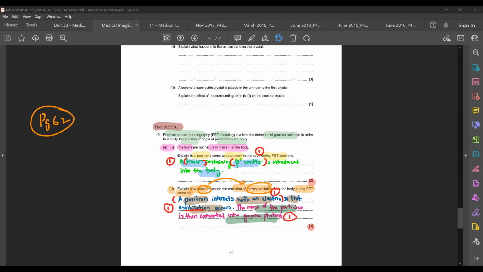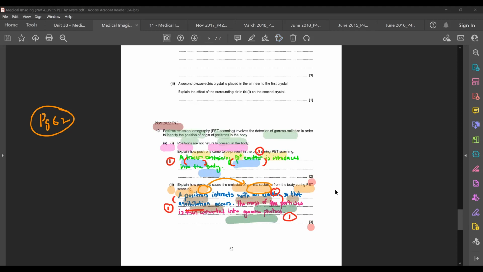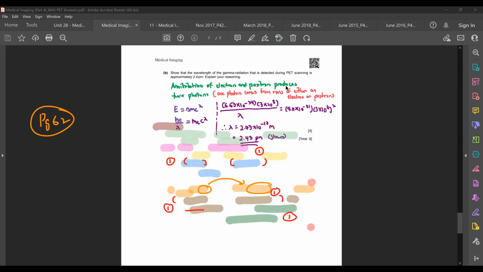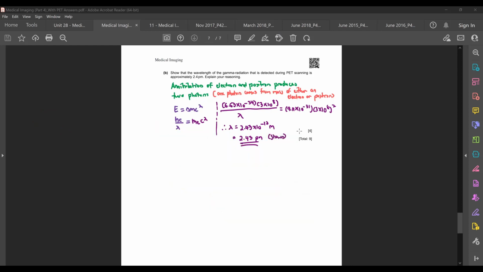Okay, so this one should be okay. Then we move on to the last part, and we're going to be done with PET scanning already. This one is regarding calculation, worth 4 marks. So here, you read through the question: show that the wavelength of the gamma radiation that is detected during PET scanning is approximately 2.4 picometer. Explain your reasoning. Okay, so think about it.